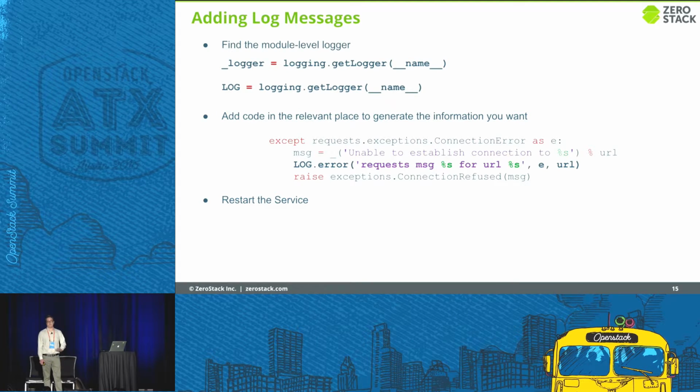And because it's Python, you don't need to recompile it or anything on your test system. You can just edit the file right there in /usr/lib/python2.7, restart the service, and hopefully you'll get the information that you need.